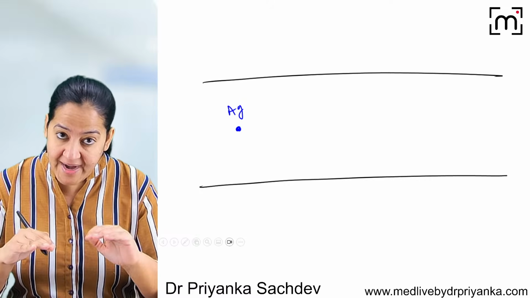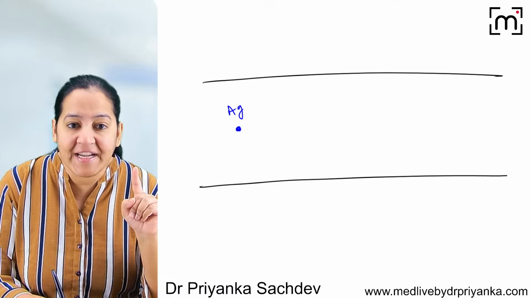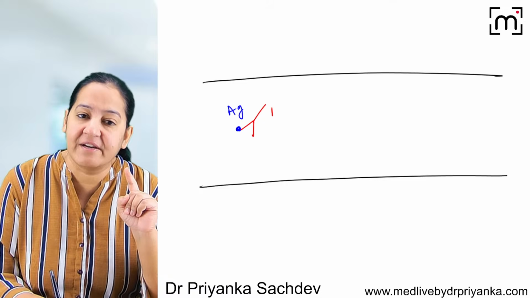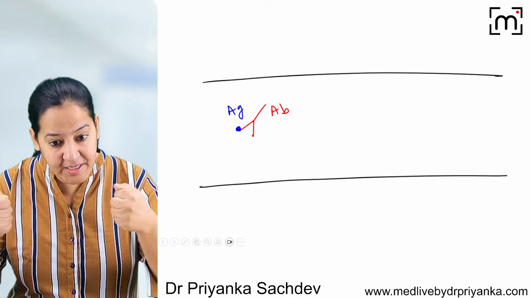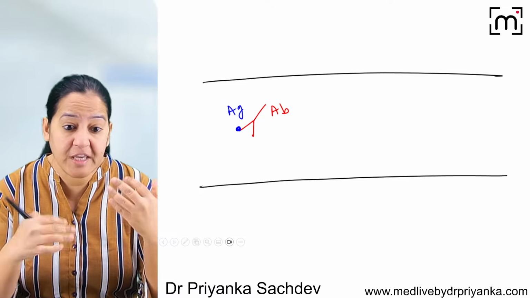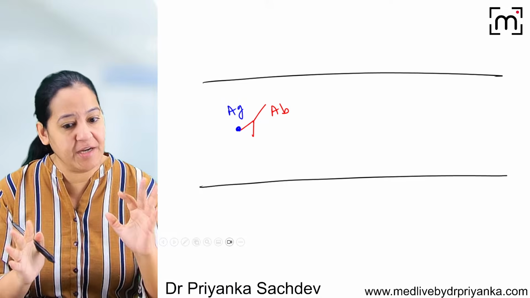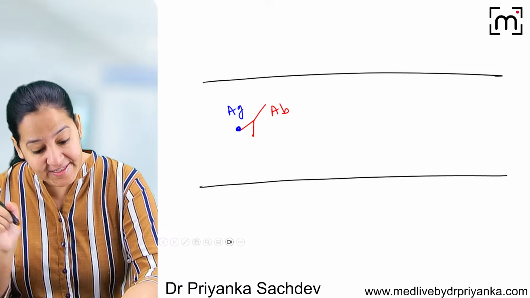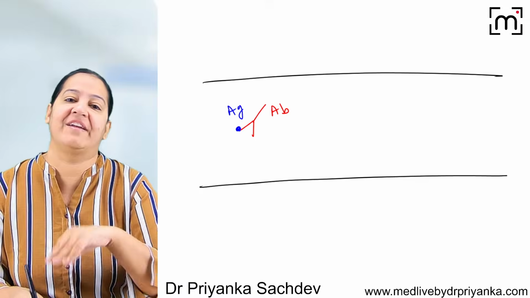First, because of the antigen, antibodies will be formed. The antibody will come and bind with the surface of the antigen. So an antigen-antibody complex will be formed, because of humoral immunity. Now, this antigen-antibody complex will activate the complement.